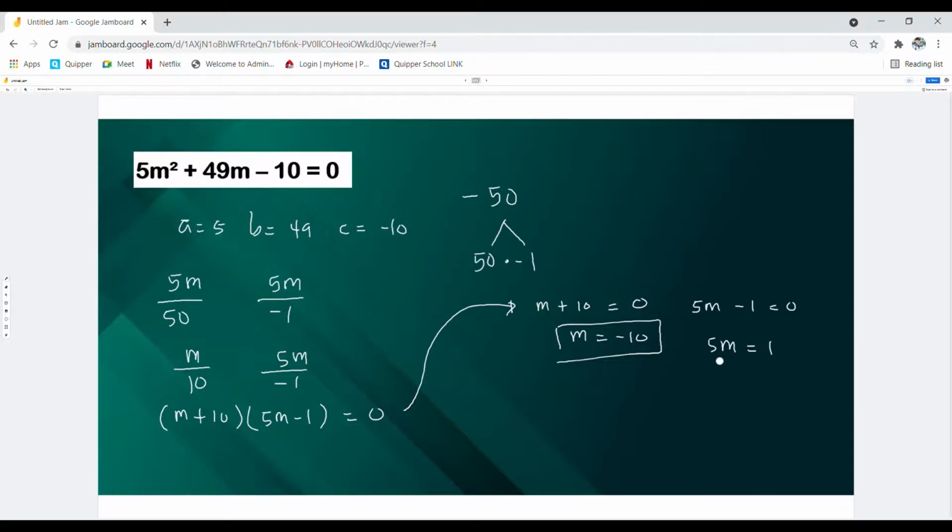And then since there is 5 as numerical coefficient of m, you have to divide both by 5. So your final answer is m is equal to 1/5. Alright, so therefore your solution or roots are negative 10 and 1/5. Simple, right? It's getting faster.